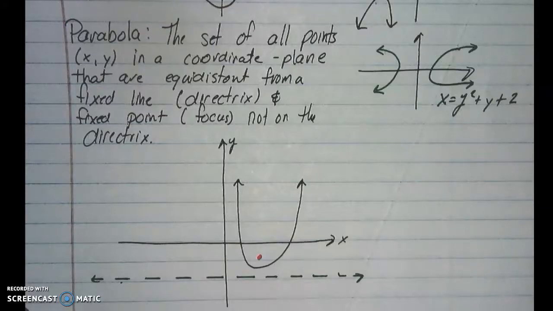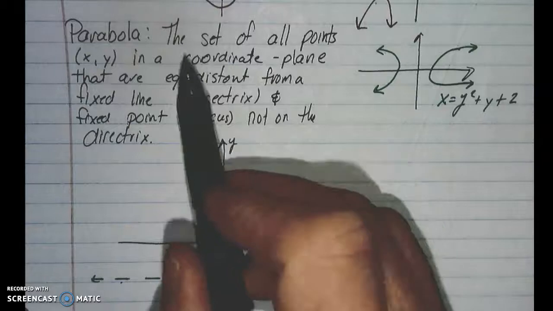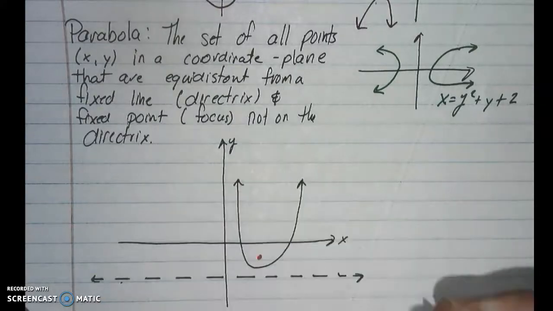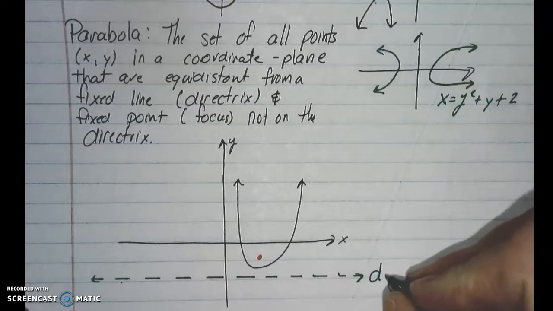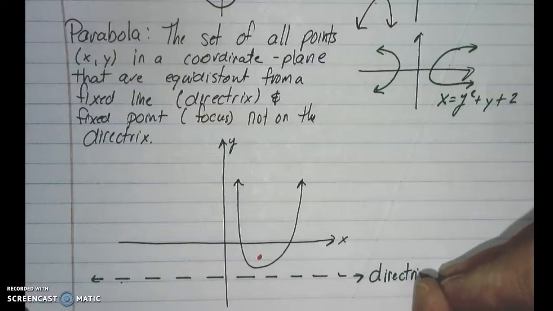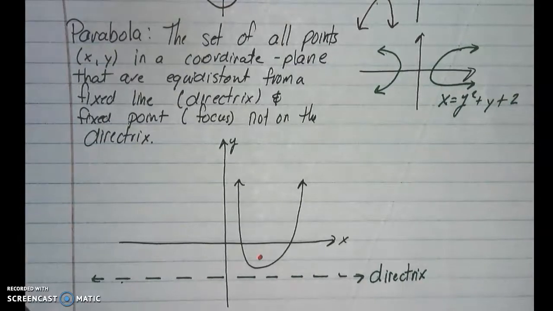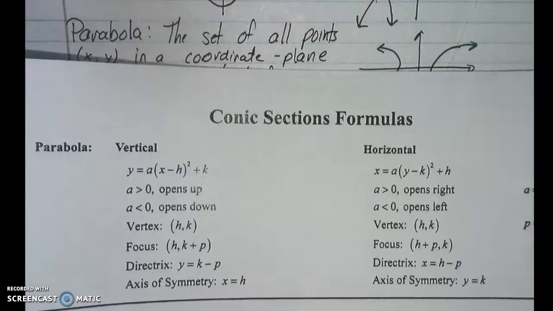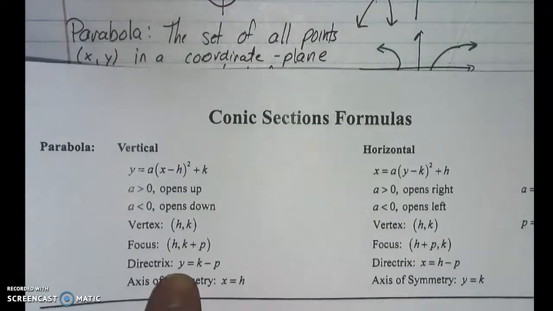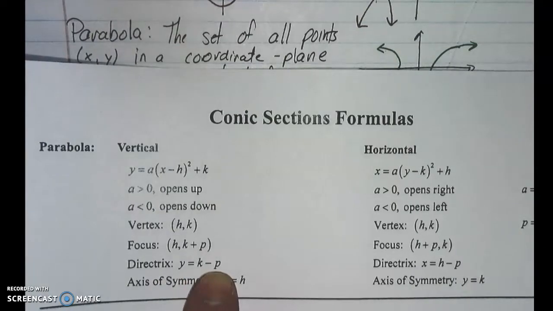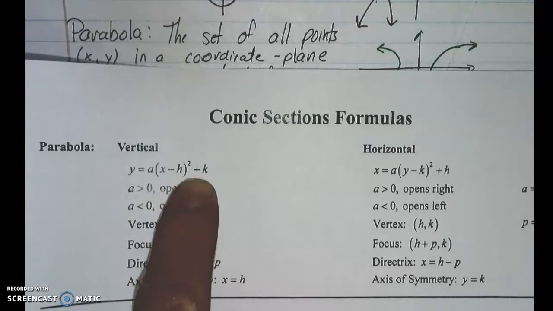All right, so we're talking about your parabolas, the set of all points x and y in the coordinate plane that are equidistant from a fixed line, your directrix. So this line right here is your directrix, okay? And if we go look at your conic section formula page real quick, you can see you got the formula for your directrix here. Y equals k minus p. P shouldn't be all that different. That should be the new part for you. The k is your vertex from our formula.